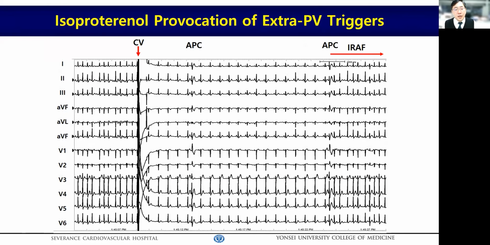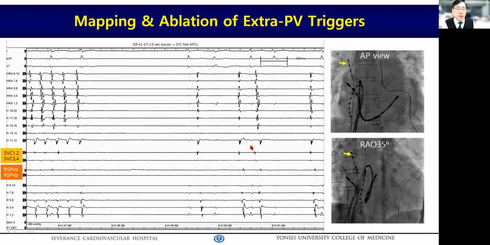Another important issue is extra-PV triggers, which are hard to map and ablate. After completion of the ablation lesion set, we do an isoproterenol provocation test. After induction of AF with isoproterenol, we terminate it by internal cardioversion and wait for 10 minutes of isoproterenol cooling down period. If there is a consistent atrial APC and/or immediate AF trigger, we try to map and eliminate it as much as we can, because extra-PV trigger is an important mechanism of recurrence.